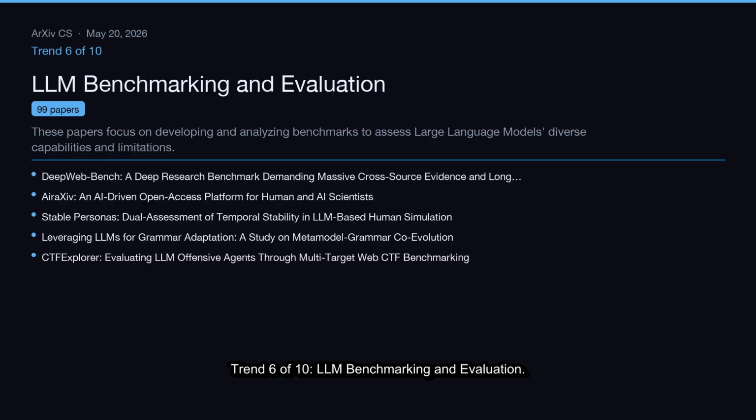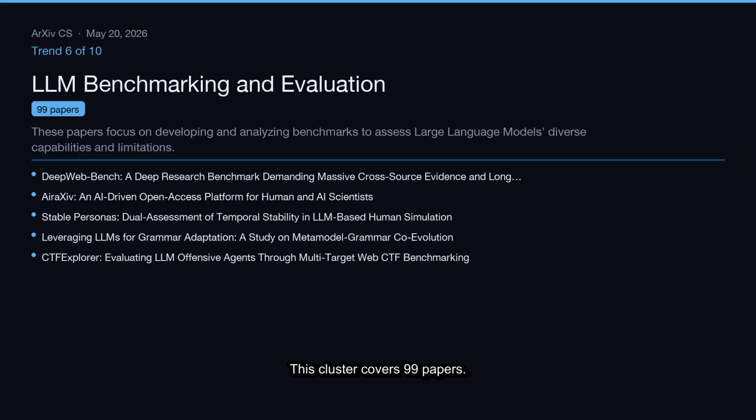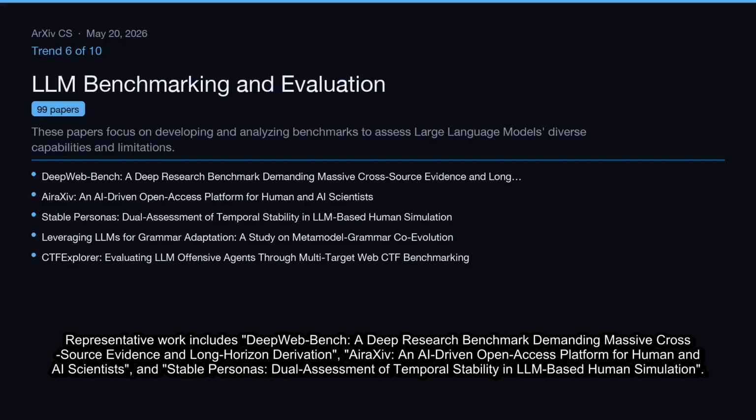Trend 6 of 10, LLM Benchmarking and Evaluation. These papers focus on developing and analyzing benchmarks to assess large language models' diverse capabilities and limitations. This cluster covers 99 papers. Representative work includes Deep Web Bench, a deep research benchmark demanding massive cross-source evidence and long-horizon derivation, ARA 14, an AI-driven open-access platform for human and AI scientists, and Stable Personas, dual assessment of temporal stability in LLM-based human simulation.